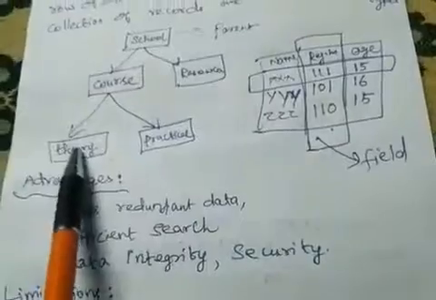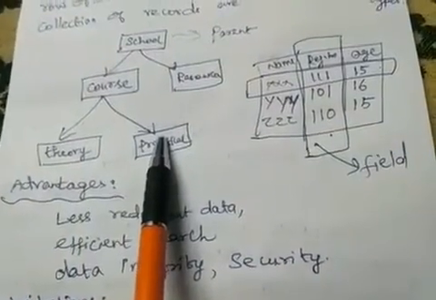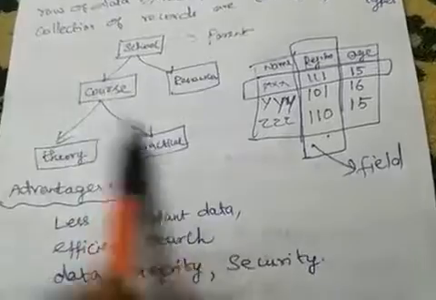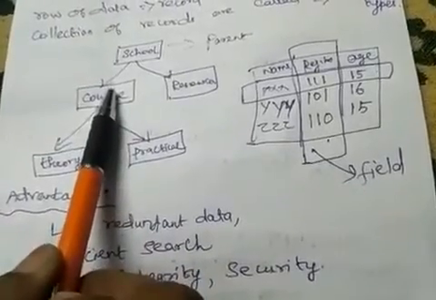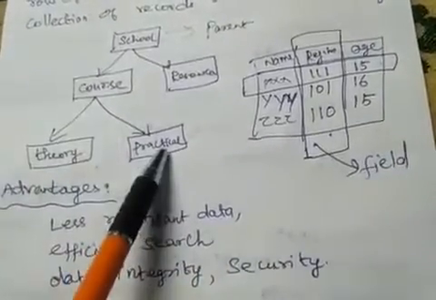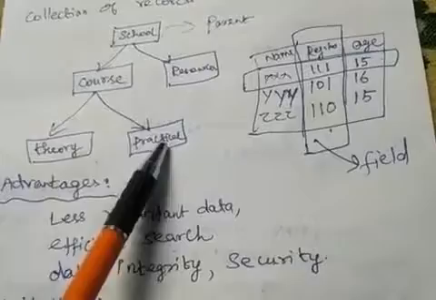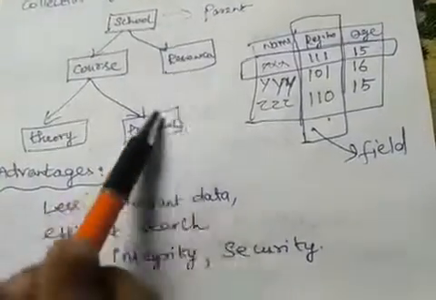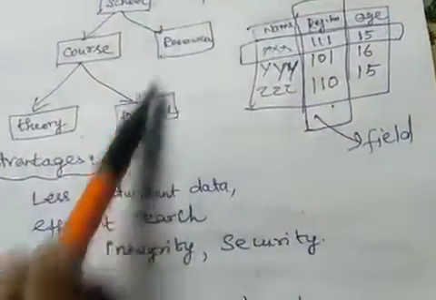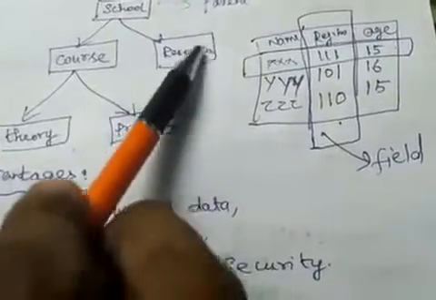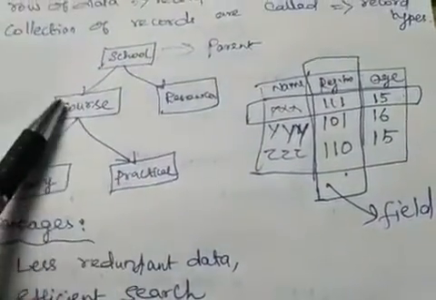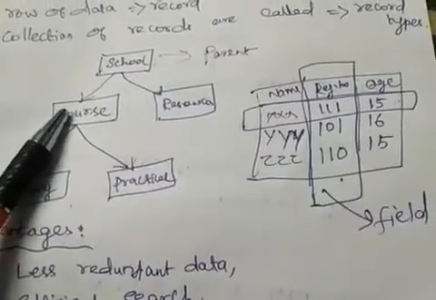Here, for theory and practical database, the parent is the course database. So it must be related with only this parent. A child record can be related with only one parent. It should not be related with resource, as that is another parent. So a child record must have a relationship with its parent database.